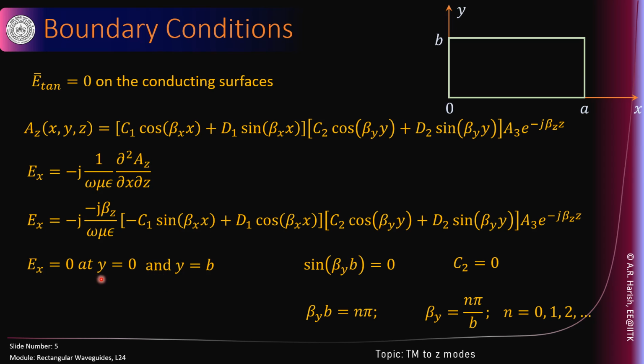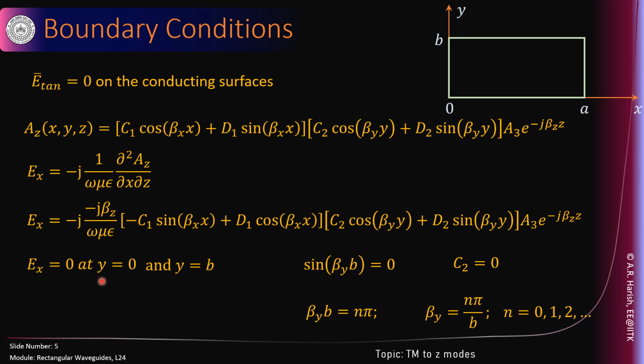When it goes to 0 at y equal to 0, we get C2 to be 0, and at y equal to b, Ex becomes 0, which implies sine of beta y b equals 0, or beta y equals n pi by b. Do you see how quickly we are covering these slides? Trust me, it is not that fast. When you start writing it down, it will slow you down. Therefore, my request is stop this now.